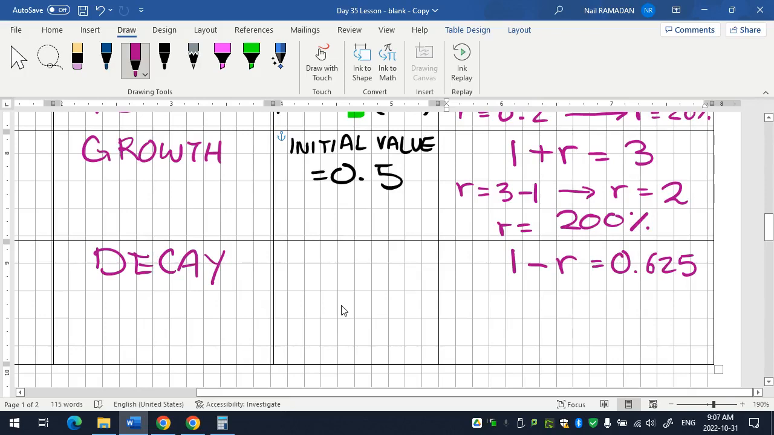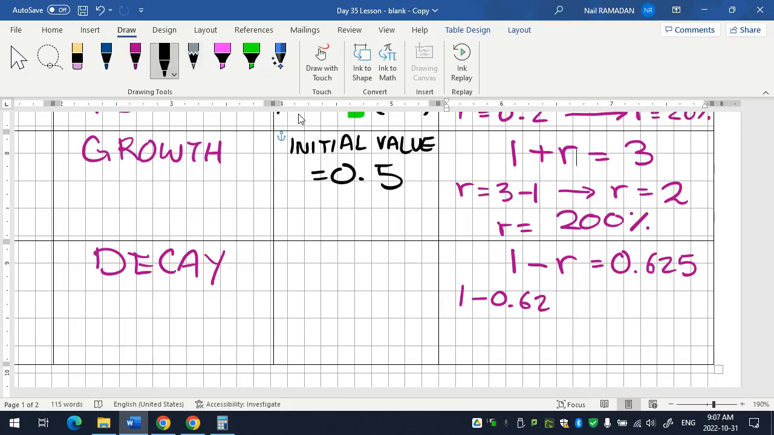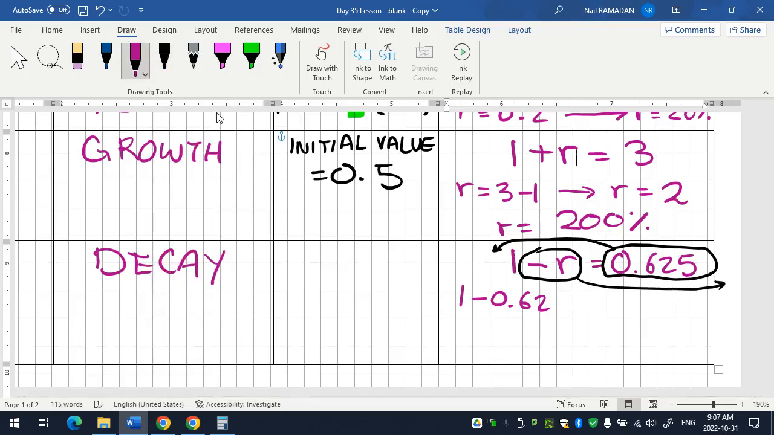So that means 1 subtract 0.625 equals r. You don't have to show me the circle and the movement, but I'll do it because I'm teaching. What's 1 minus? Oh, I forgot the 5. My bad. So r is equal to what? What's 1 minus 0.625? 0.375.